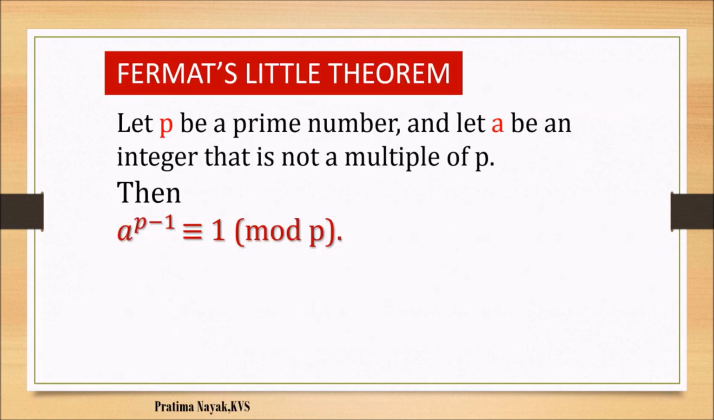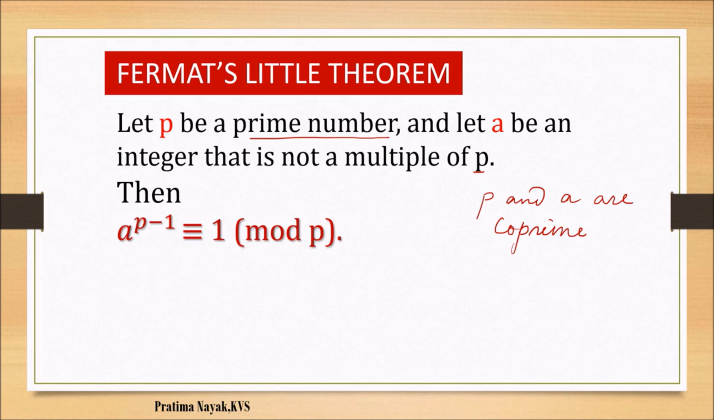Fermat's little theorem says: let P be a prime number and let A be an integer that is not a multiple of P. That means P and A are co-prime. Then only we can apply Fermat's little theorem. P should be a prime number and P and A are co-prime.